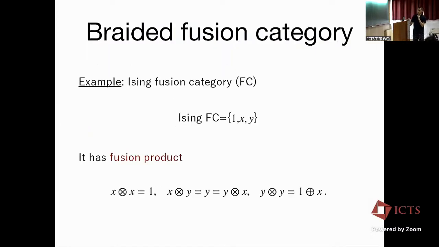And here is one example. This is called Ising fusion category. And it has three simple objects, 1, x, and y. And they are equipped with fusion product and direct sum. And the fusion product looks like this. If you fuse x and x, you get 1. If you are familiar with the critical Ising model, this is the Z2 symmetry of the model. And if you fuse x and y, you get y. And if you fuse y and y, you get a direct sum of 1 and x. So this direct sum shows this is something beyond the group-like symmetry.